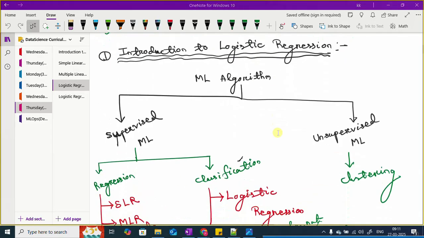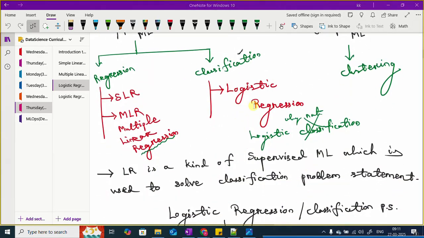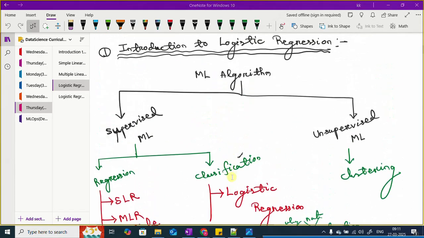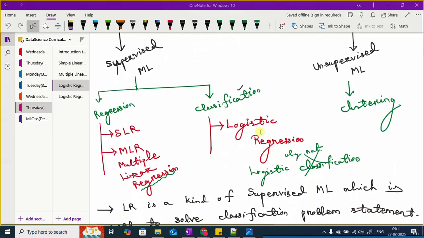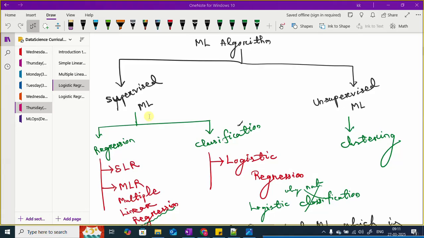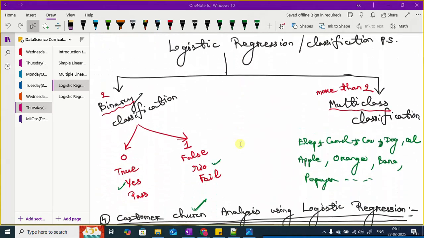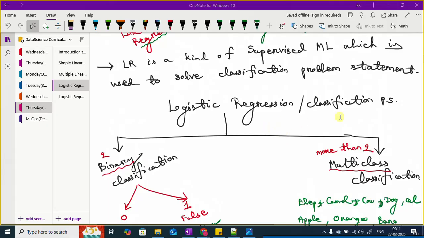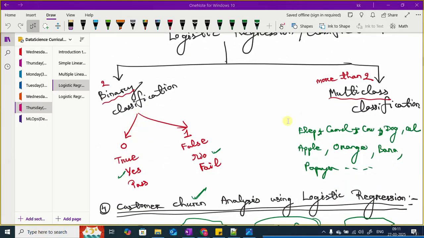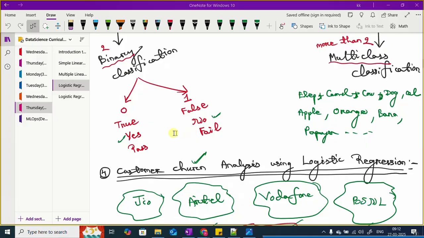So introduction to logistic regression, we have seen where it stands exactly as part of classification, because logistic regression is nothing but a machine learning algorithm which is used to solve a classification problem statement, obviously a supervised one. Now coming to logistic regression, it is of two types. One is binary classification and the other is multi-class classification. Binary classification means it has two different outputs, either 0 or 1, true or false, yes or no, pass or fail, something like that.